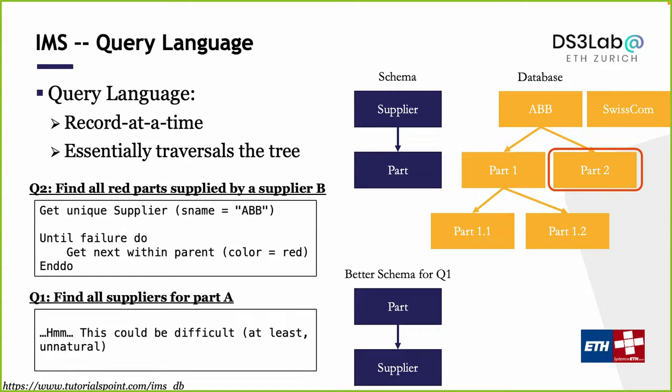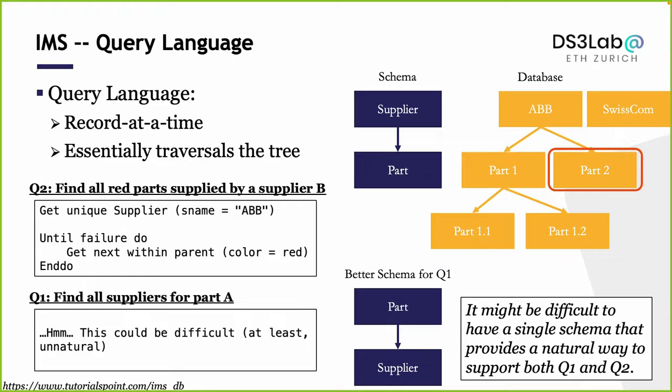So how can you write this second query? A natural way is to change your data format, change your schema. If I have a database where I have the part as parent and supplier as child, it can be very easy to write the second query, but on the other hand, it's going to be very difficult to write the first query. So that's something we don't really like about the hierarchical model.